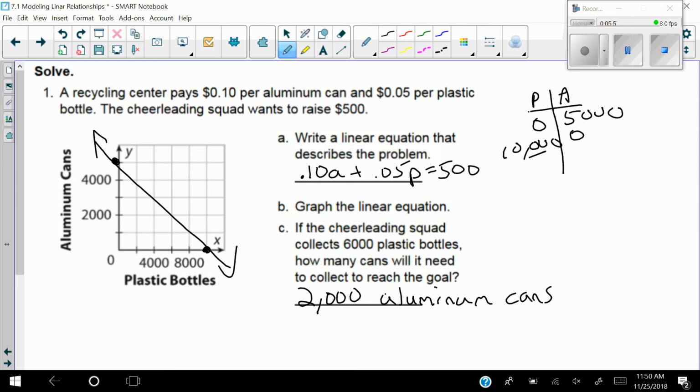And that's it. It's pretty basic. And this is interpreting the word problem, writing it in a standard form, making a graph, and answering whatever questions follow from that.